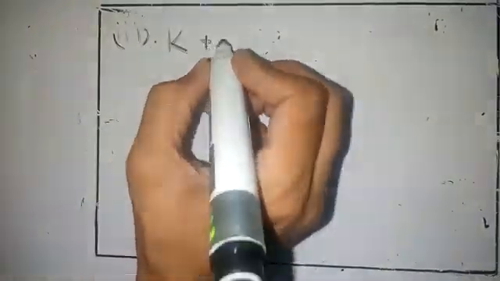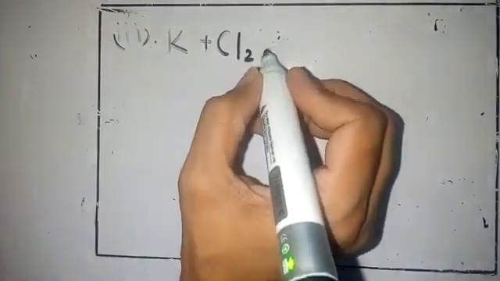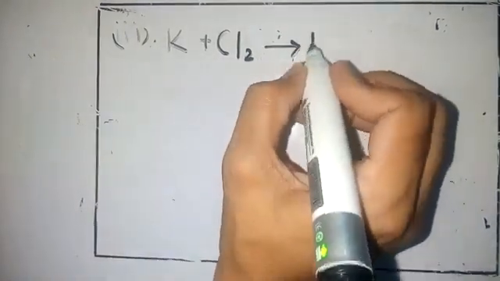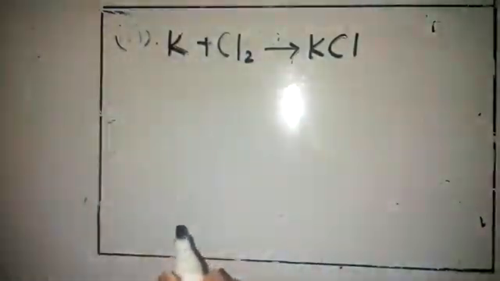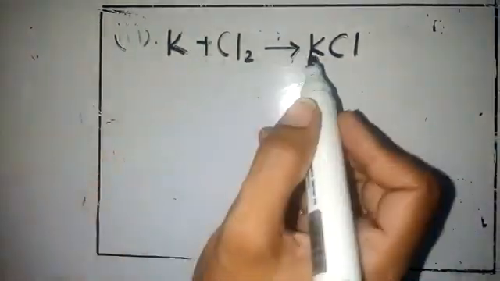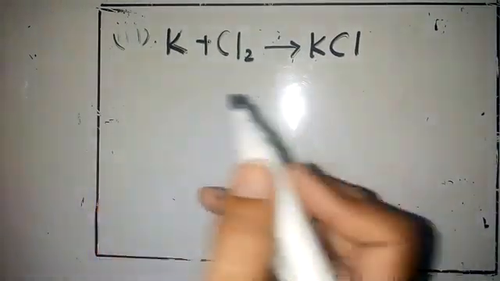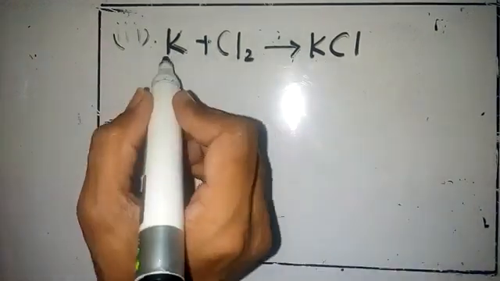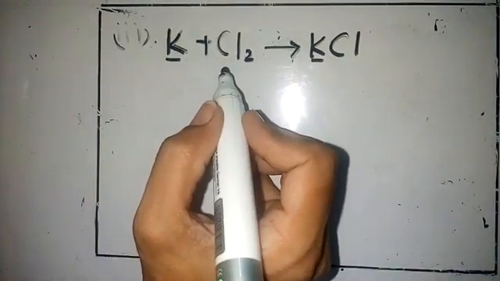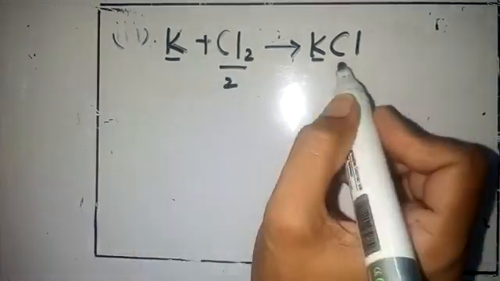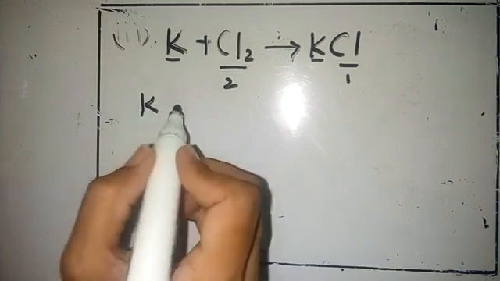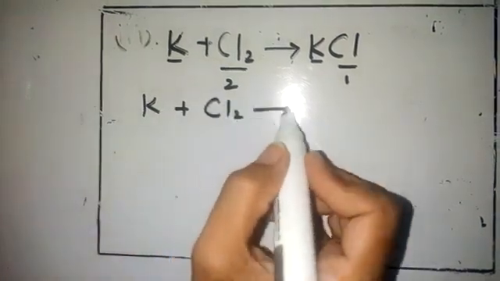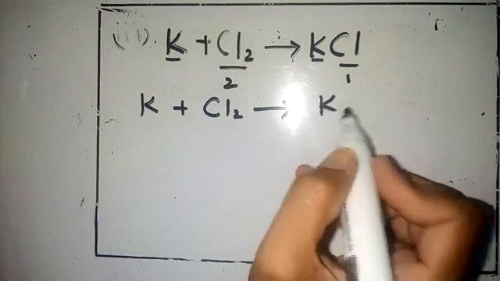Number 3, we have potassium plus chlorine. It will give potassium chloride. So students, now we compare the number of atoms on the left and right side. Potassium is the same and chlorine is different. Here we have 2 and here we have 1. So you will write it again to balance it properly.